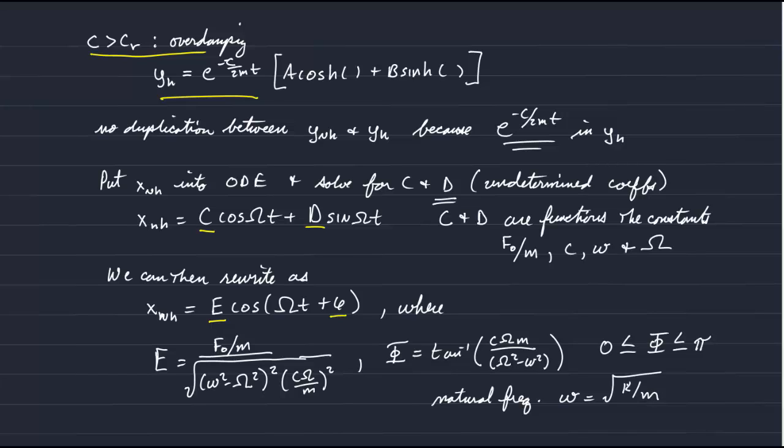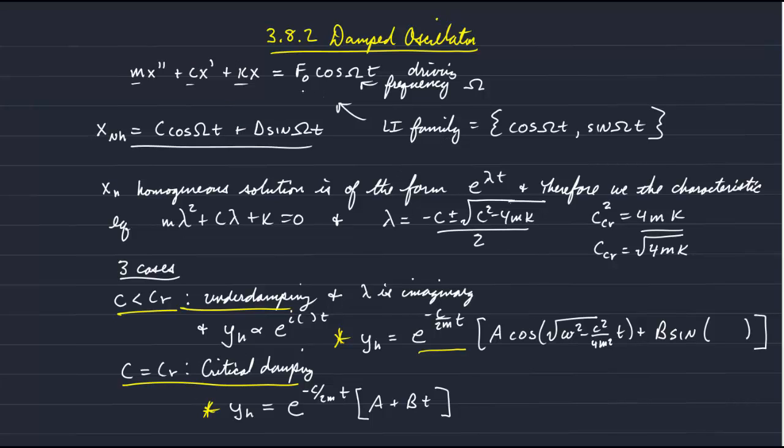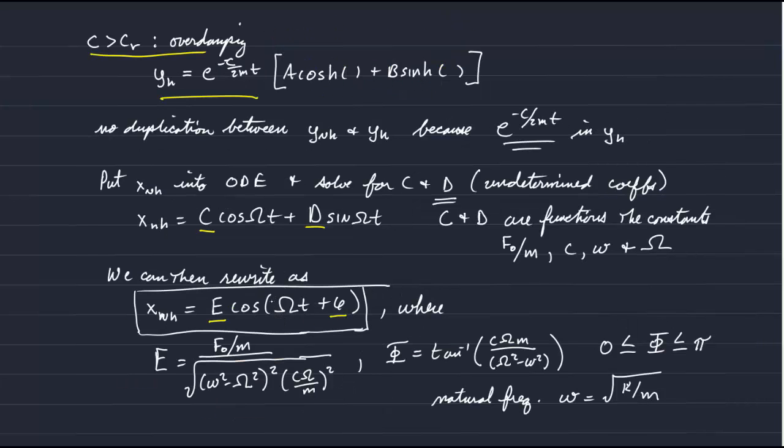So just to highlight, the non-homogeneous solution is a cosine function, just as the driving force was. Remember the driving frequency was capital omega, and the response also has a frequency of capital omega, but there's a phase shift to this.